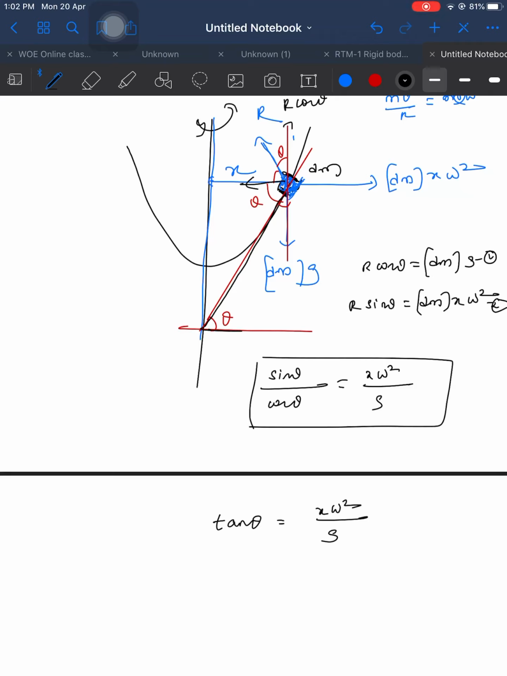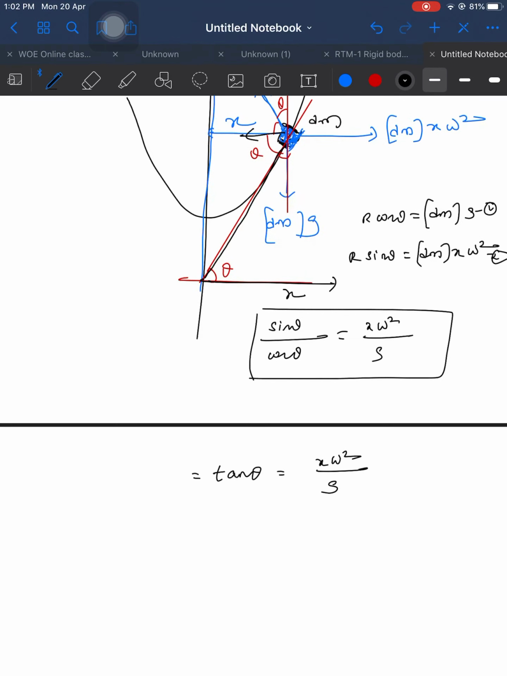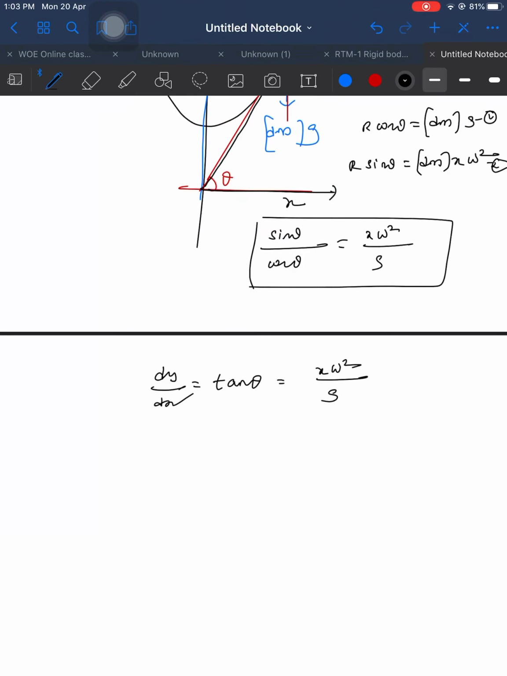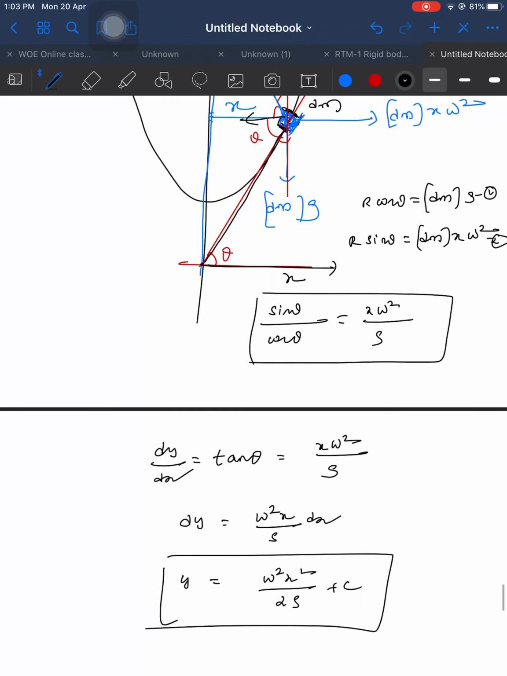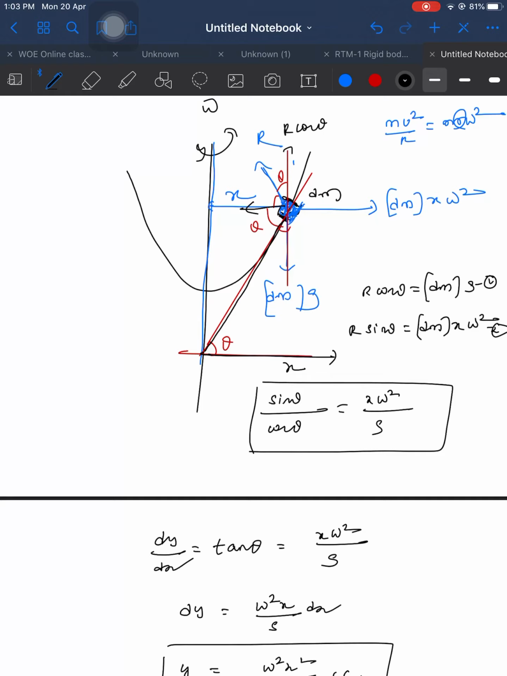This is the y-axis, consider this as the x-axis. So tan theta is nothing but slope, I can write it as dy by dx. To get an expression, dy is equal to omega square x by g into dx. Integrating both sides, y is equal to omega square x square by 2g plus a constant c. So make this part very clear, and we are going to apply boundary conditions.